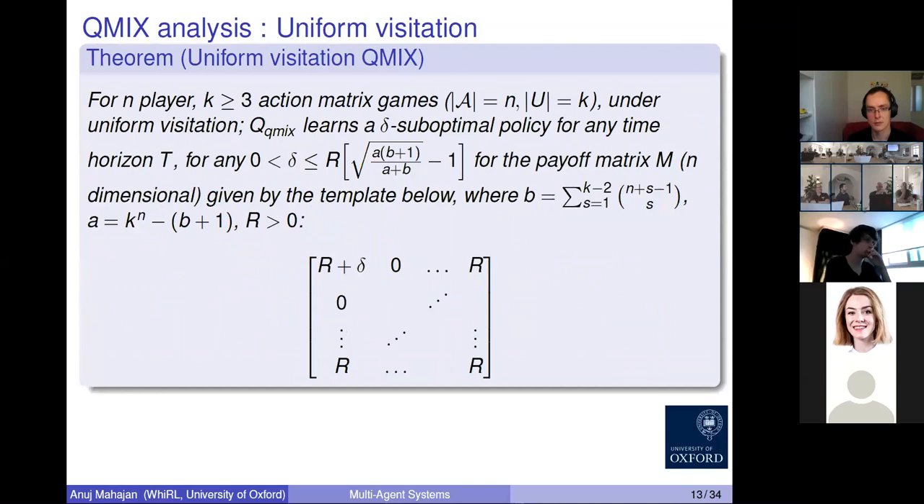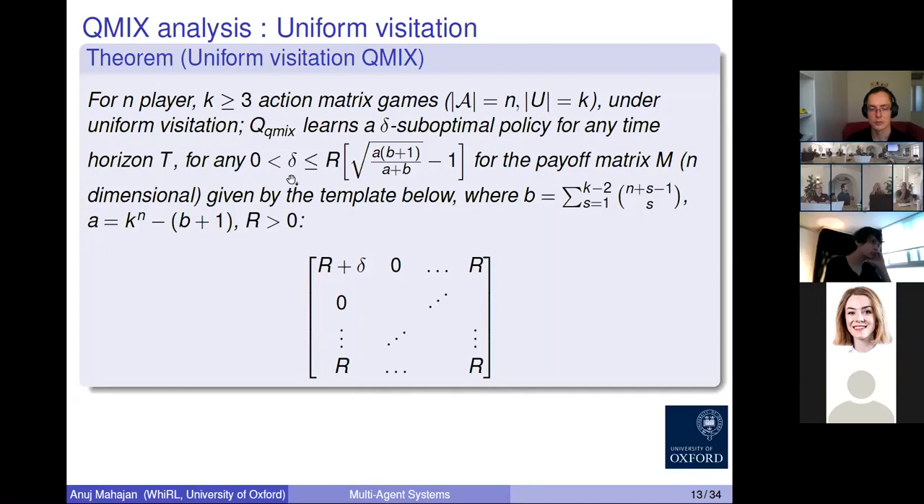So given this non-monotonicity, I proved a very interesting result about QMIX for different cases of exploration behavior. The first result is about uniform visitation, which says it's visiting each and every action as uniformly as possible. In this result, if your matrix payoff or tensor payoffs look like that in the figure here, then you're guaranteed to be at least delta suboptimal in the policy which you learn in the asymptote.